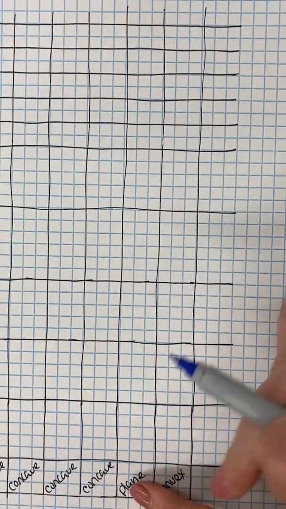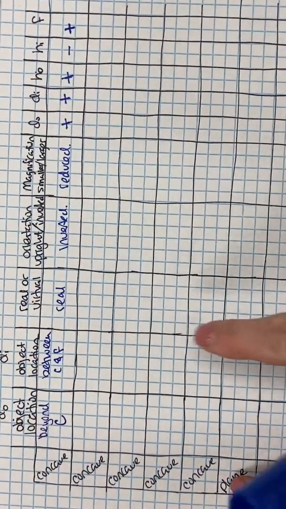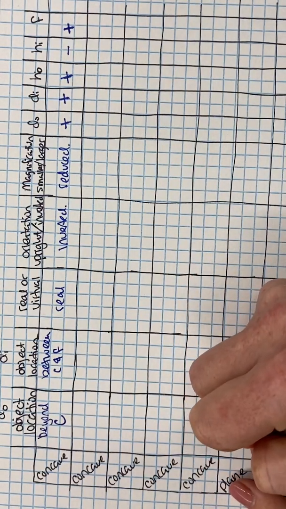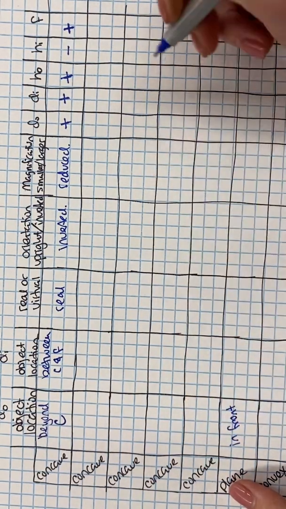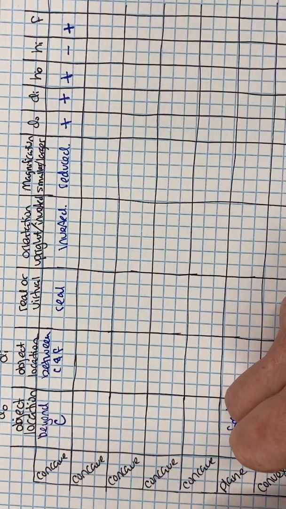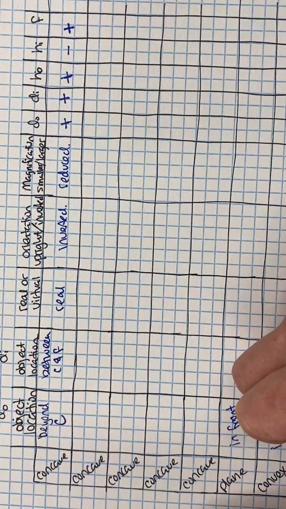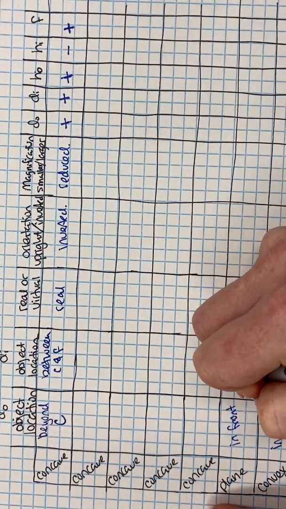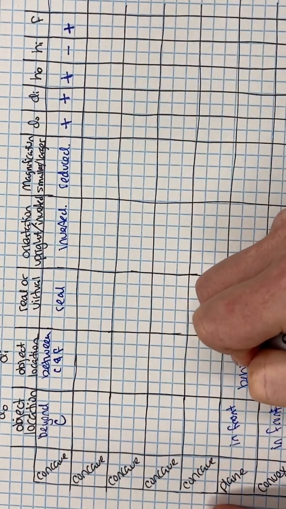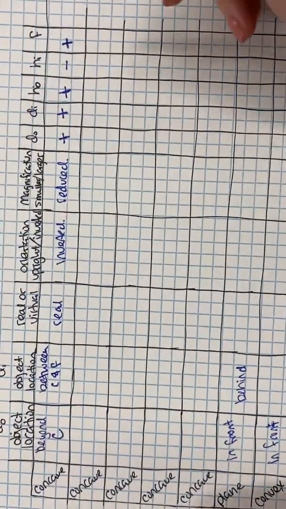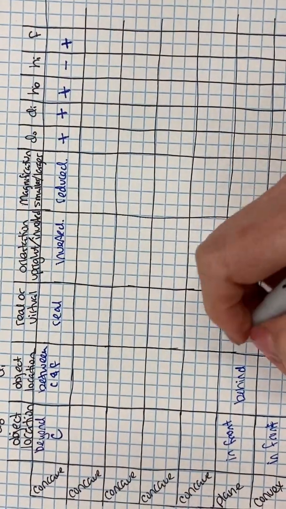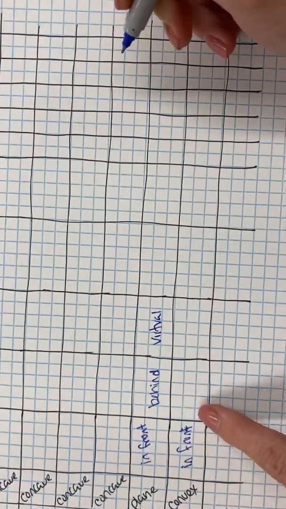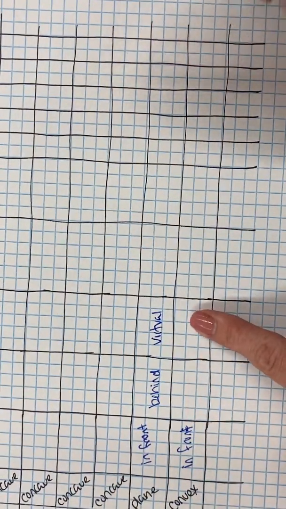For plane mirrors, the object is just going to be in front of the mirror. We're not specific about our distance. Same thing with convex mirrors, it's just in front. And then our image is going to be behind the mirror. Because it's behind the mirror, it's virtual. Same thing with convex, right behind and virtual.